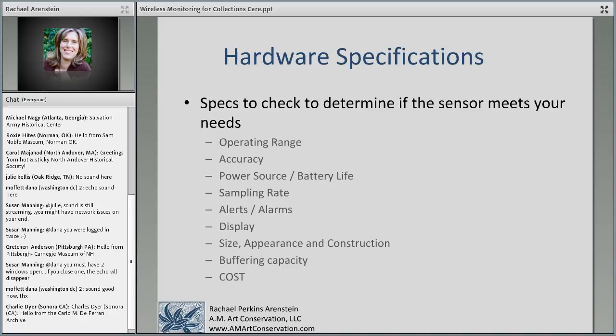One thing that's a different feature on the wireless sensors than on standalone loggers is buffering capacity, which I alluded to a little bit earlier. Wireless monitors don't always log, but it is a good and desirable feature if the sensor has the ability to store some data. That's important in case your transmission is interrupted. Then the data isn't lost. It can be held by the sensor and sent when the system is back online later.